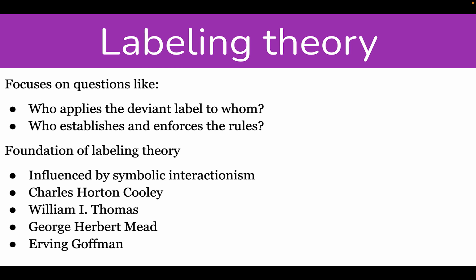Okay, labeling theory. Labeling theory is one of those ones that, if you've heard nothing about criminological thought, you've probably still heard about. This came to the forefront during a time when various assumptions concerning societal authority were being questioned and re-examined. The perspective focuses on questions like who applies a deviant label to whom, and who establishes and enforces the rules. So it's important to understand how criminal or deviant behavior is defined or labeled. The scholars in this chapter are interested in how society reacts to labeled behavior.